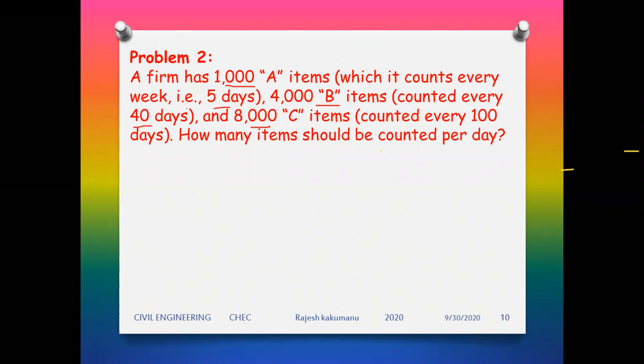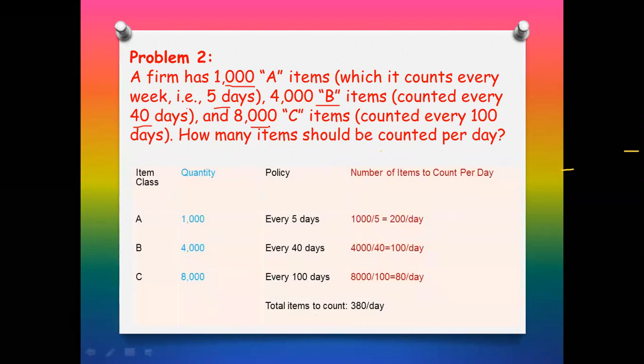So A class items, B class items, C class items should be taken into whole consideration, and thereby you will get the answer. Now see here, first make the classification, item class A, B, C, and quantity. The quantity of A class item is 1,000 according to the question. B class item is 4,000 according to the question. C class item is 8,000. Next, what is the policy or strategy? So you have to write the answer for this question. So what is the strategy you are having?